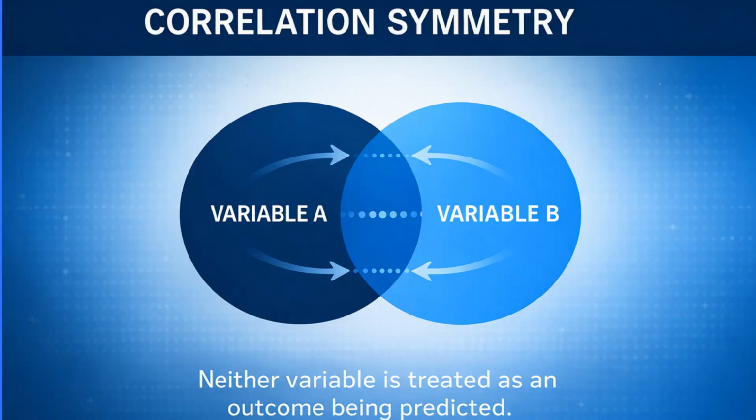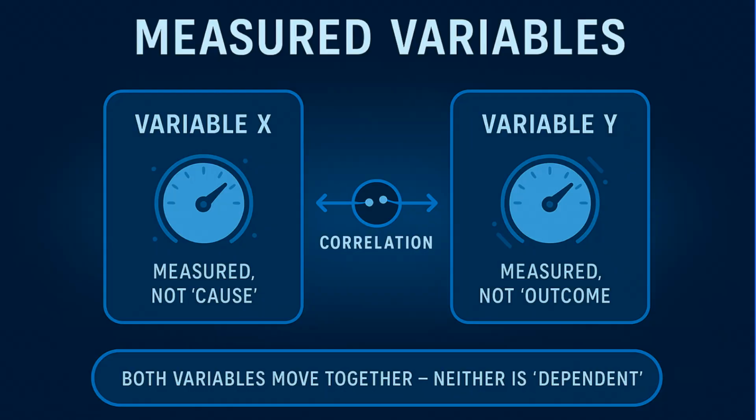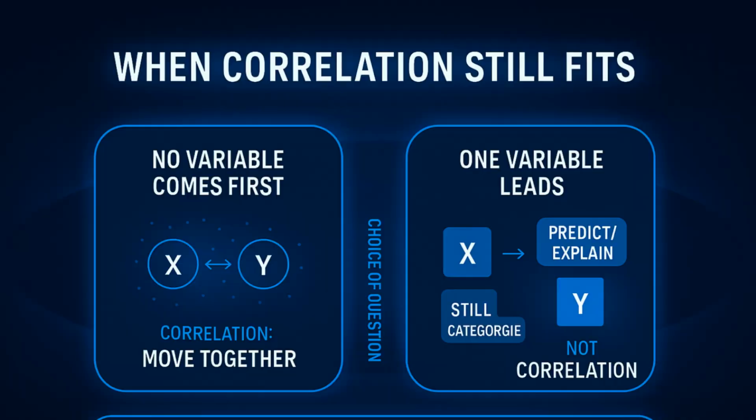One of the most important conceptual features of correlation is that it is symmetric. This means neither variable is treated as an outcome being predicted. Both variables are measured, and neither is positioned as more important than the other. Correlation does not have a dependent variable in the same way regression does. A useful way to think about this is that if your question can be answered without deciding which variable comes first or matters more, correlation fits. The moment one variable is framed as explaining or estimating another, correlation is no longer the correct choice.